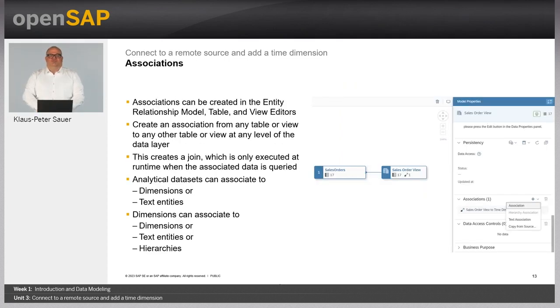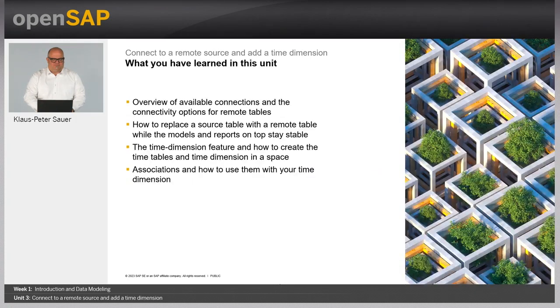Associations, which we also used with the time dimension here, is also a powerful feature of SAP DataSphere. You can create them in various places like the view editor, which we just used, but also in the table or the entity relationship editor. An association basically creates a join, which is only executed at runtime, so when the association is actually queried. You can associate tables, views from dimensions, texts, hierarchies, and others.